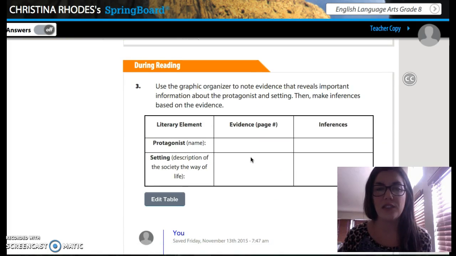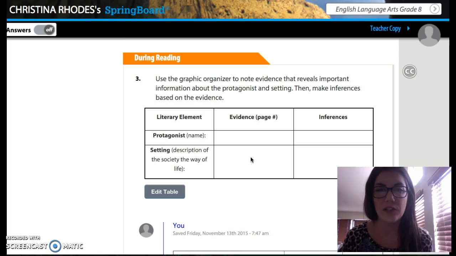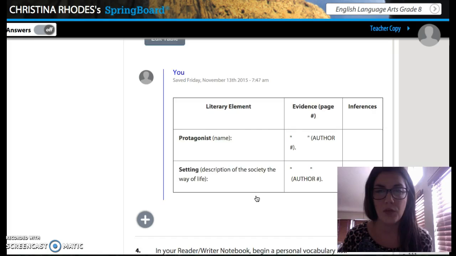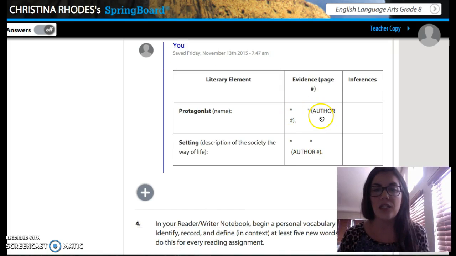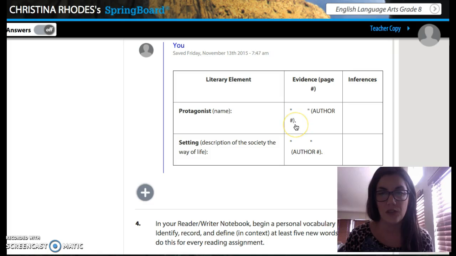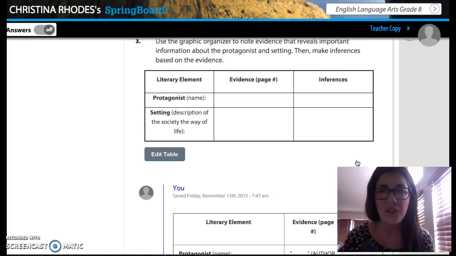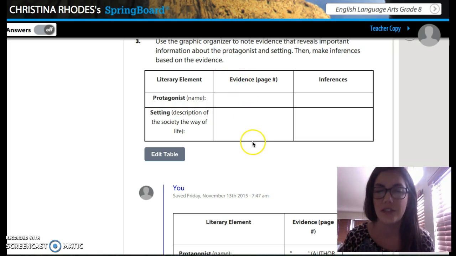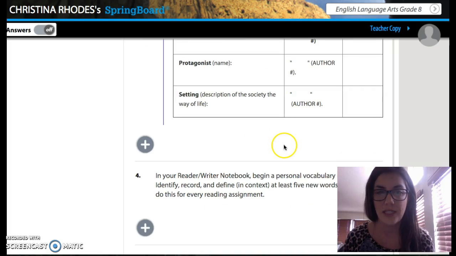Okay, during reading, you're going to use this graphic organizer to take notes that reveals important information about the protagonist and setting. Then make inferences based on the evidence. So under evidence, you need to put a quote. So please write quotes. Then you need the author and the page number, and then you close the quote. You have the evidence, author, page number, close the quote. So you need to find the protagonist, setting, and then infer. In the directions, it says then make inferences based on evidence. So you're looking for something that reveals important information about the dystopian society.